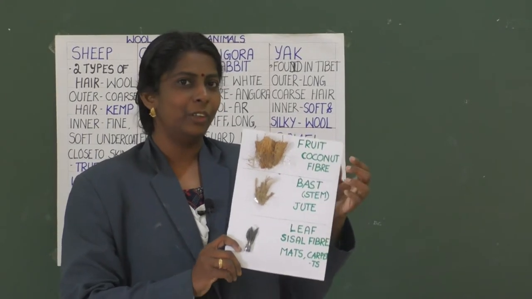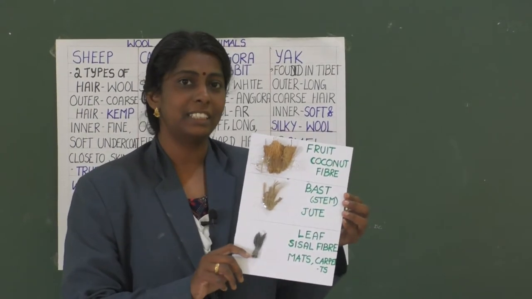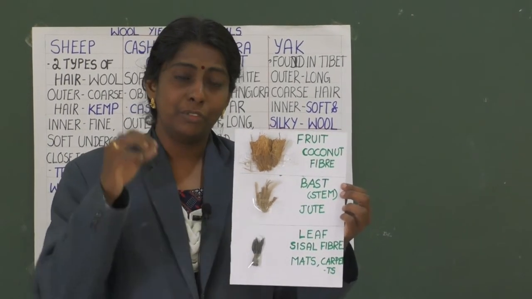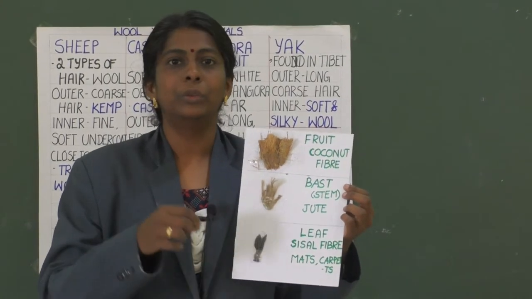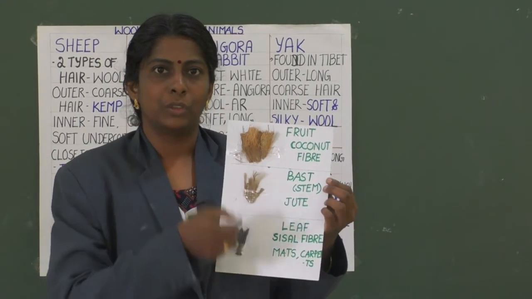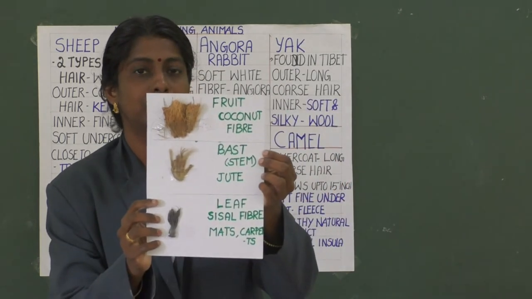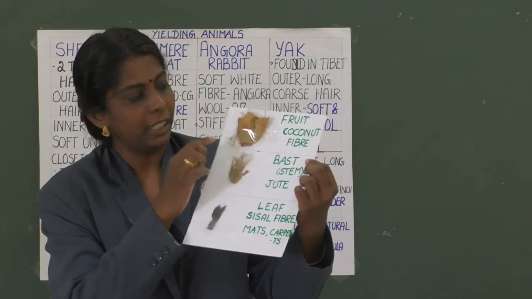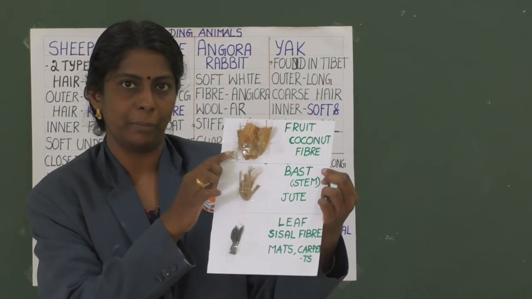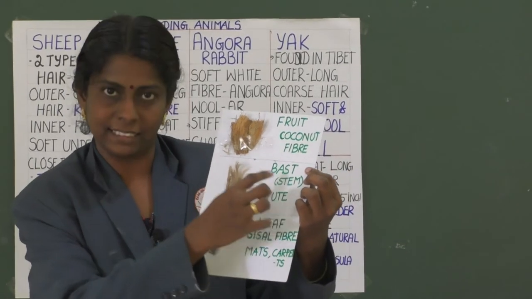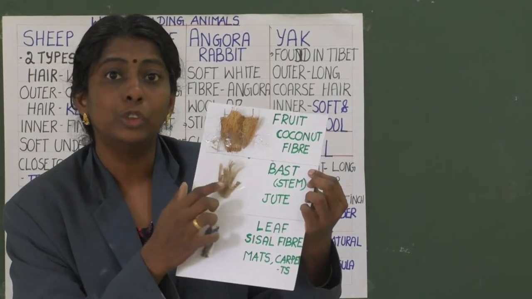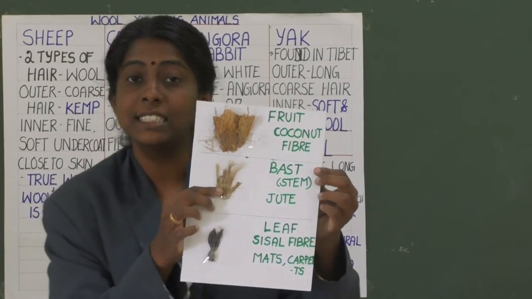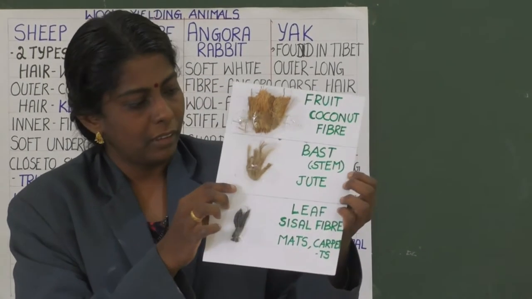Listen, children, here you can have a look at different types of plant fiber. Different parts of the plant are used here to obtain fibers. So first one, from the coconut fiber, we are obtaining one type of fiber. And from the part bast or stem, we are obtaining jute. From the stem of the plant, we are obtaining jute. This is the second type of fiber.